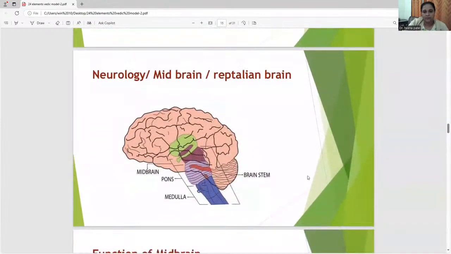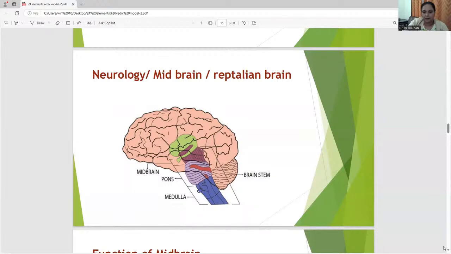This is the most unconscious part. It's a very primitive brain. We call it the reptilian brain. That's the midbrain, pons, medulla, and brainstem. And this is the cerebellum. And the cerebellum works with all these areas for coordinated movement of the body.